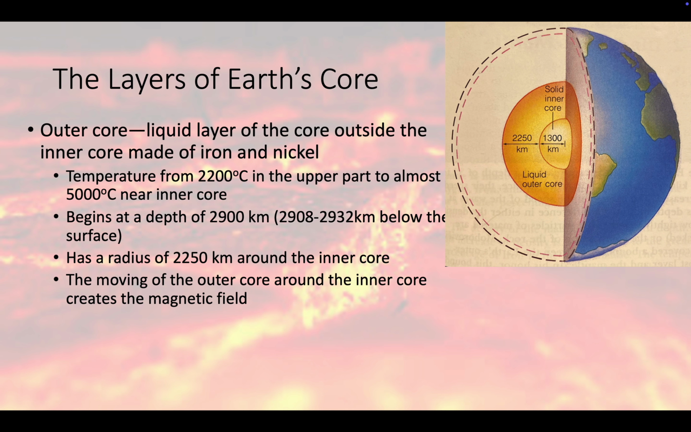The moving of the outer core around the inner core, we know because of the movement around here, it causes a magnetic field around the Earth, which has a lot of impact on protecting us from radiation from the sun. You'll probably learn more about that if you take astronomy again.